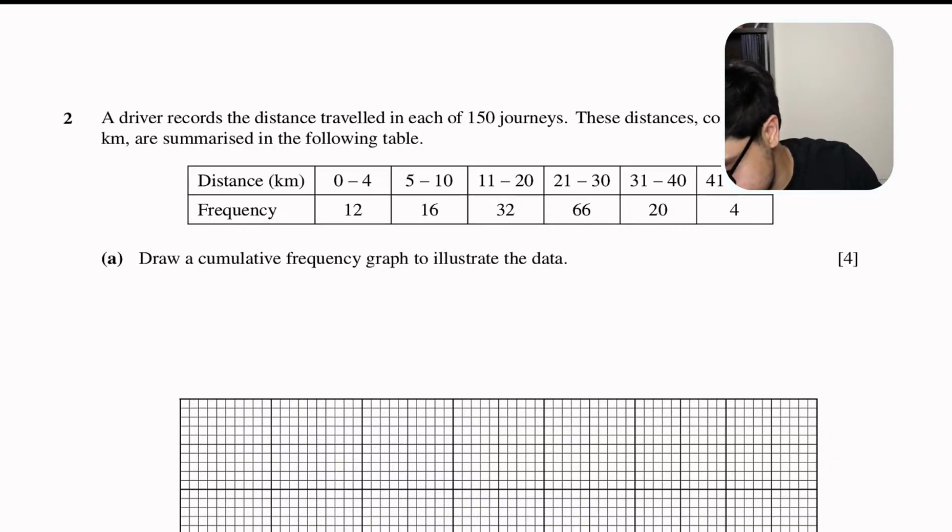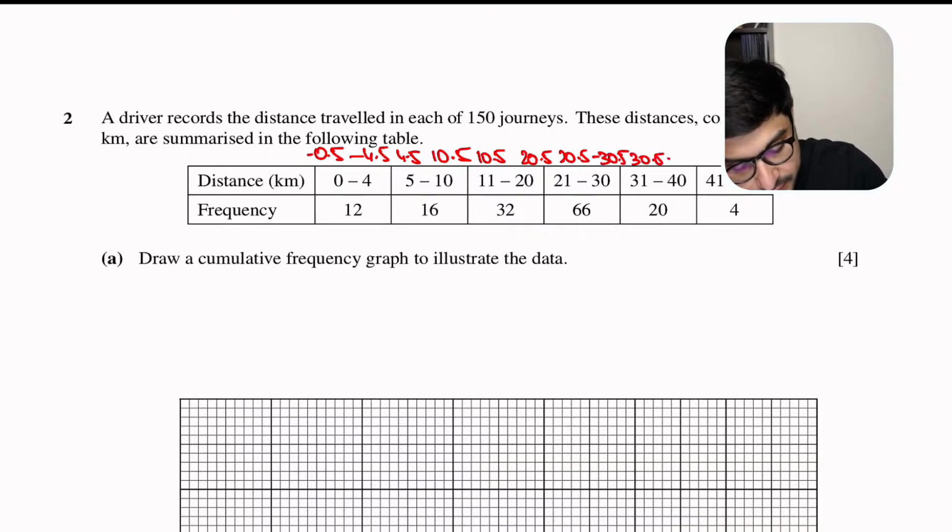So over here, the middle value in this case is going to be, first of all, this is going to be negative 0.5 and this is going to be 4.5. Let's just link them and figure it out. Then it's going to be 4.5 and 10.5, then 10.5 and 20.5, and then 20.5 and 30.5. Then it's going to be 30.5 and 40.5, and 40.5 and 60.5, right?